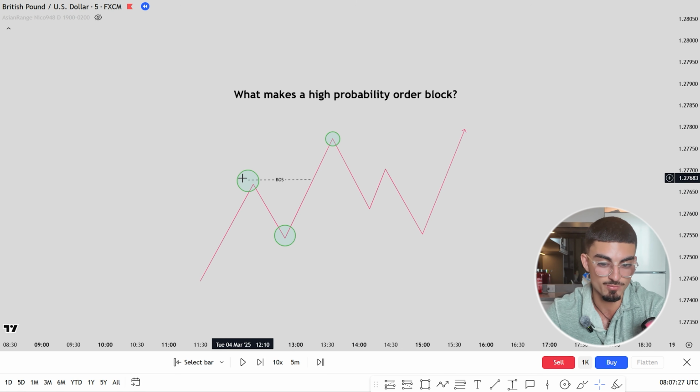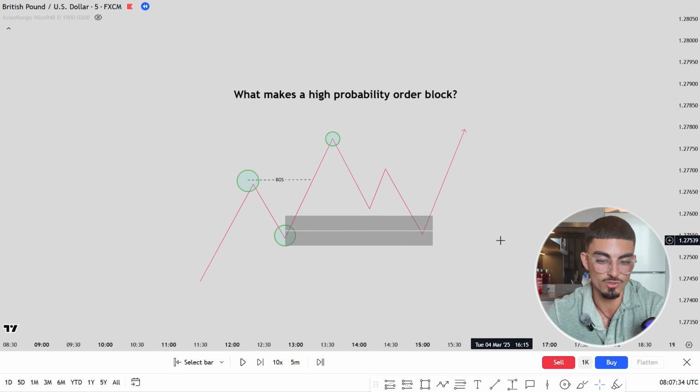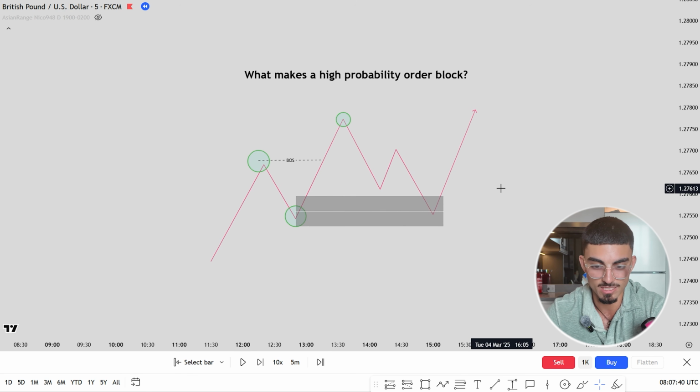So if we can see the market is breaking structure to the upside, forming higher highs, and retracing and reacting from some sort of order block down here, then of course it only makes sense to look for buys. Why would you look to sell? And this leads me on to the next point.